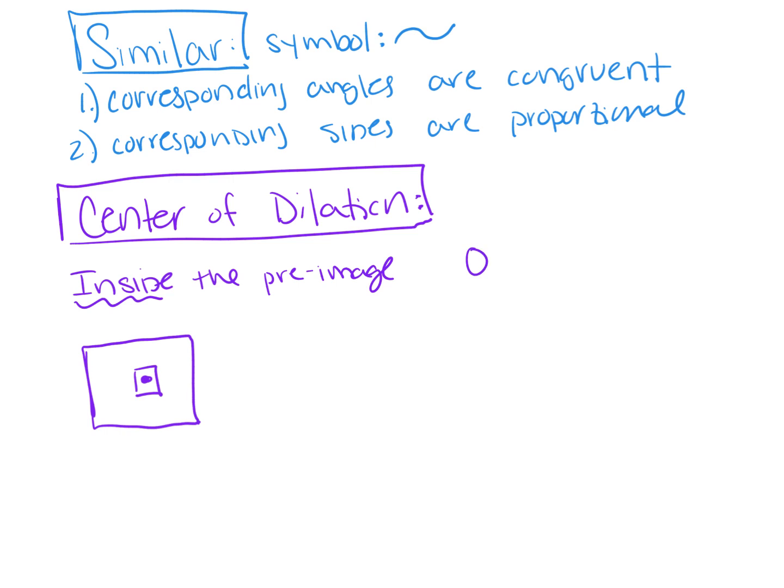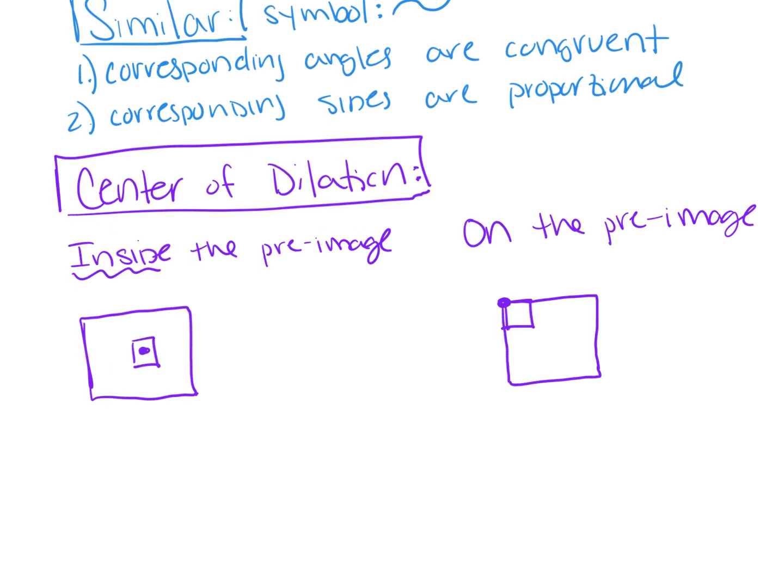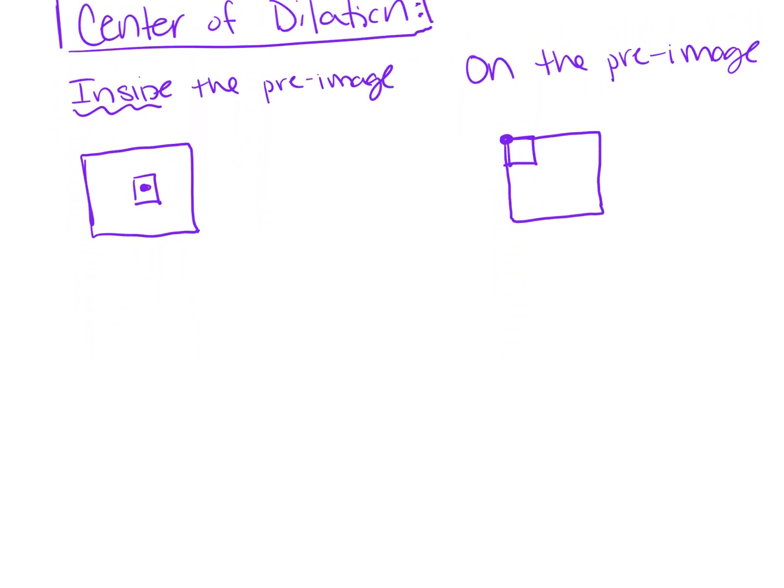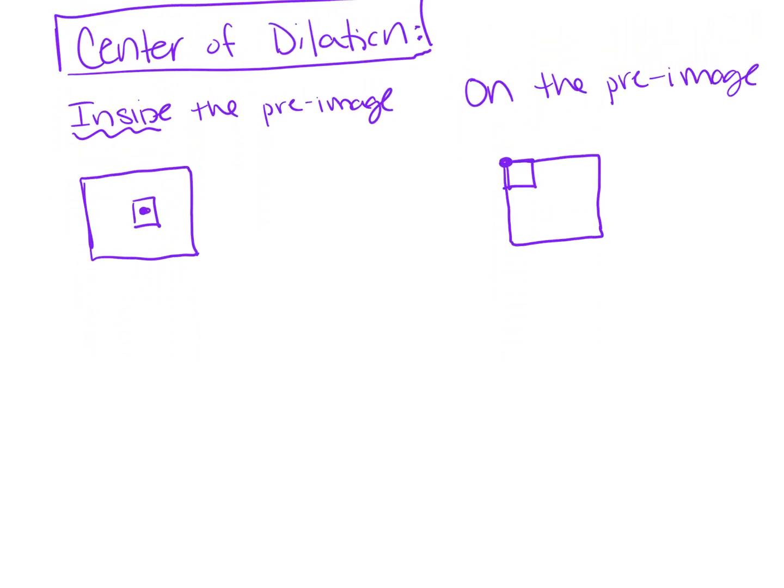If it is on the preimage, so say you have one of your shapes that looks like this, and the second shape looks like that. So they're connected, and this vertex that they have in common, that is the center of dilation. The last way is if it is outside the preimage.